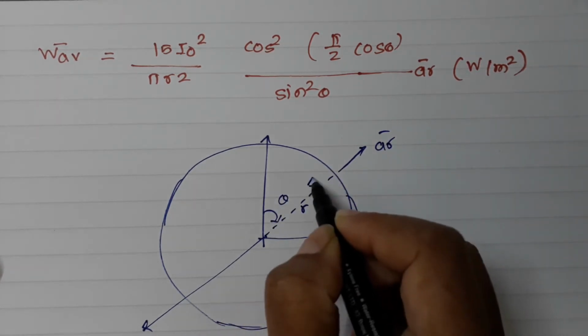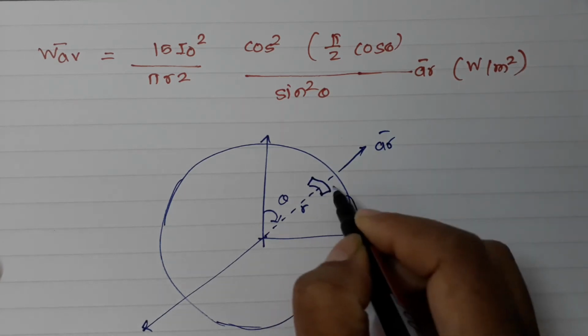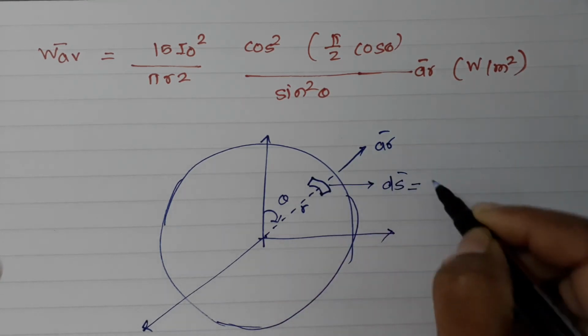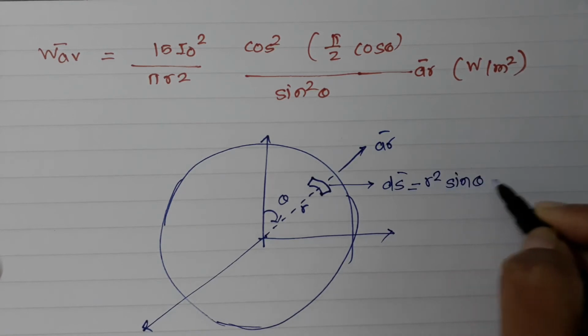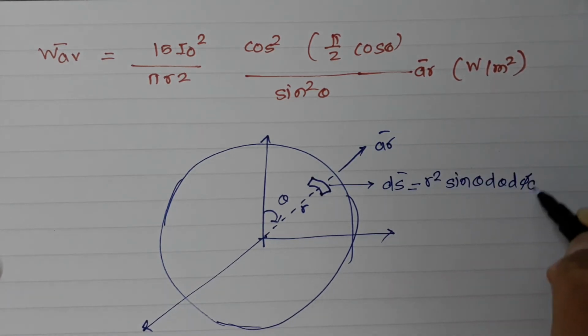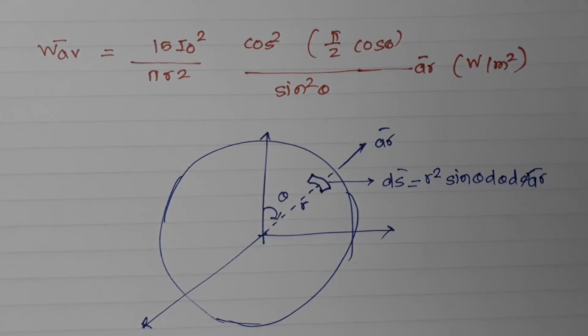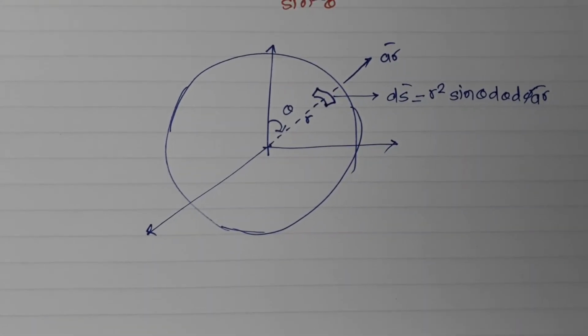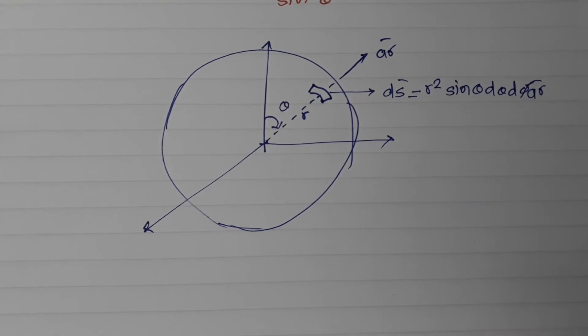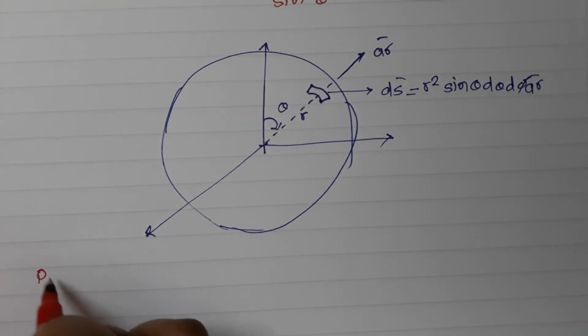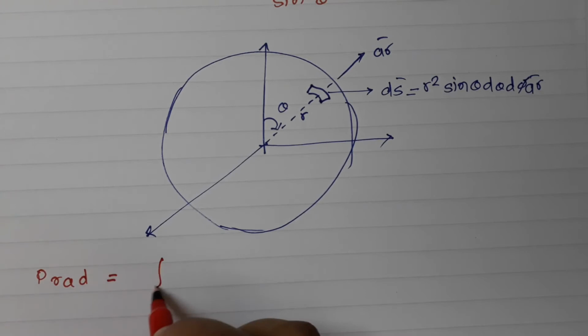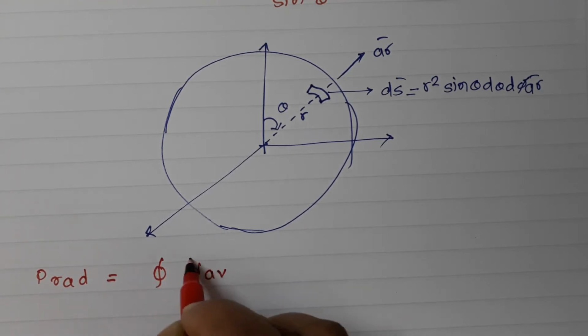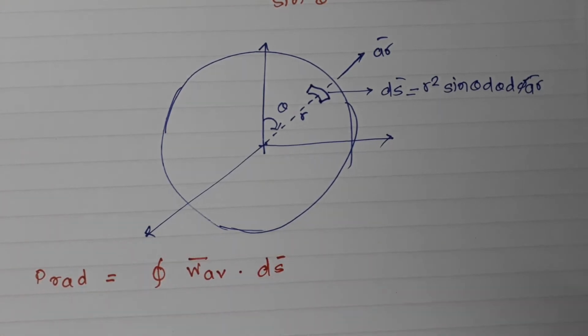So if I am talking about this incremental area, I'll write this incremental area ds bar is equal to R square sine theta d theta d phi into AR bar. These things we have already seen when we looked at the spherical coordinate system. Now in a simplified way, I need to find out the radiated power, which is nothing but the surface integration of this radiation density over the incremental surface area.